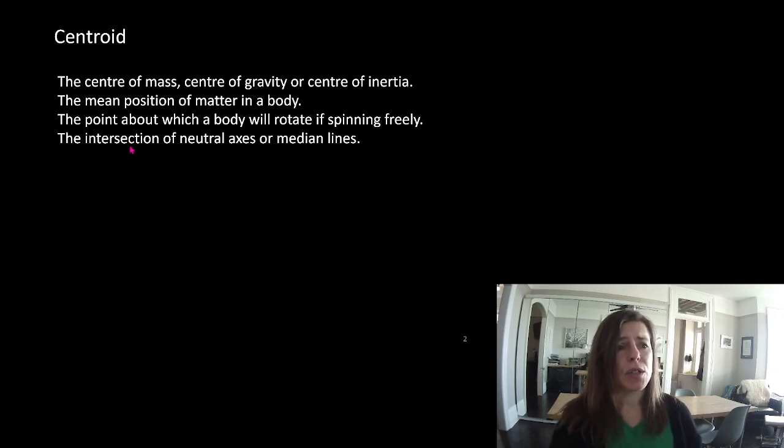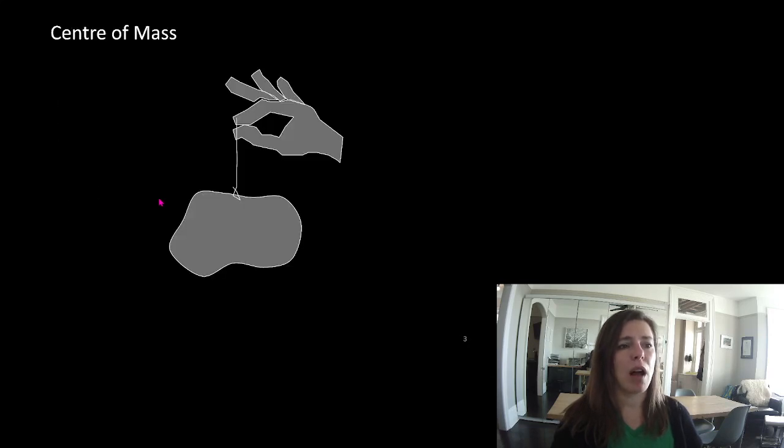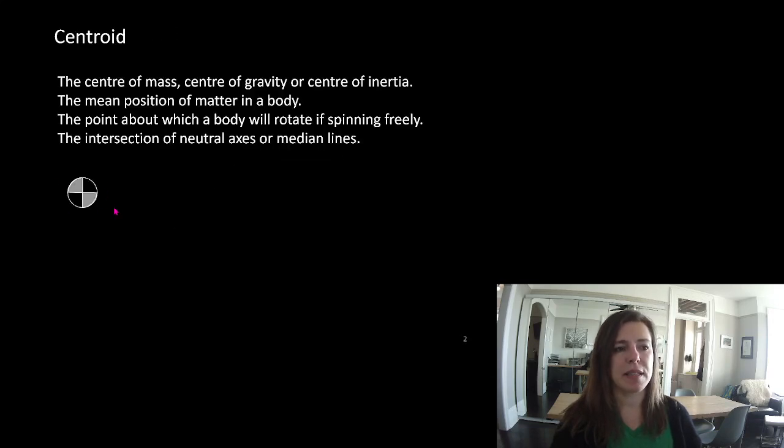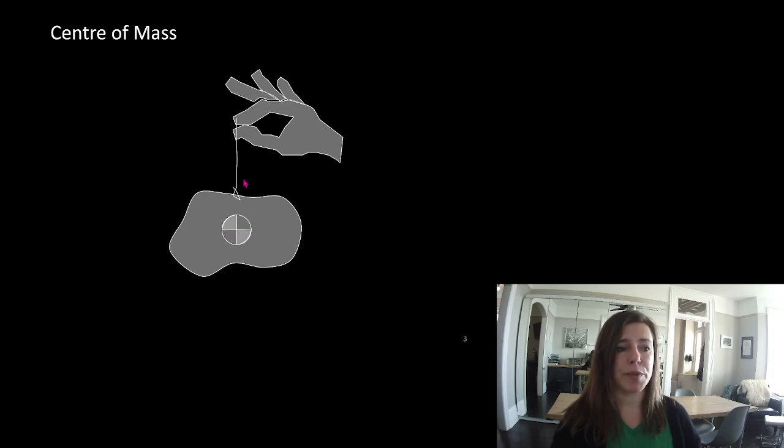Okay. So if the centroid is the intersection of the neutral axes or median lines, what's the neutral axis? We'll often draw a centroid like this. Sometimes we don't even draw the object, but this is the centroid. So if we have this object, this is its center of mass. Well, if I held a string like this, like a mobile, it would try to spin.